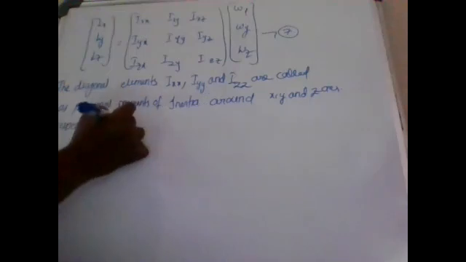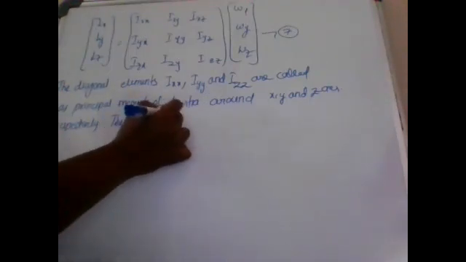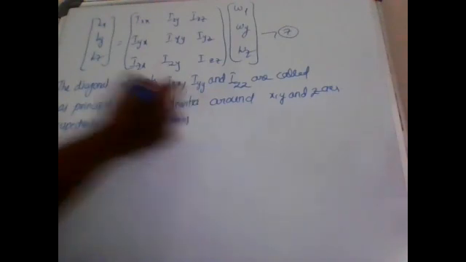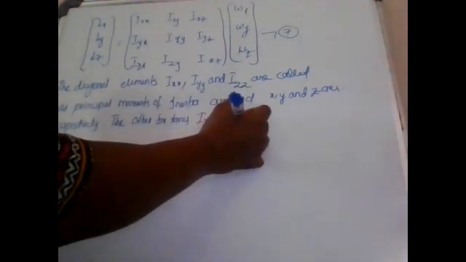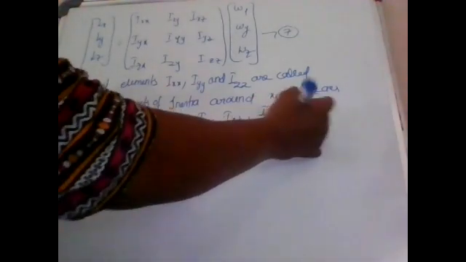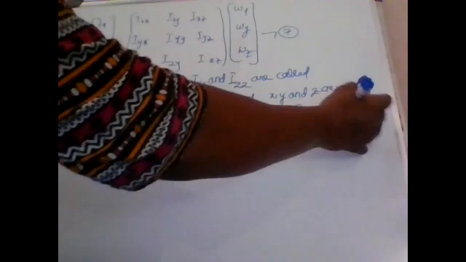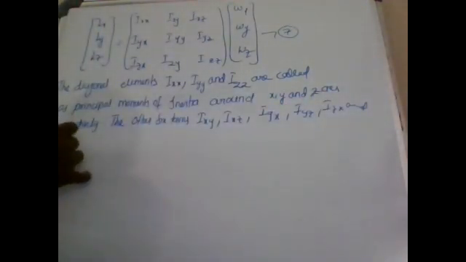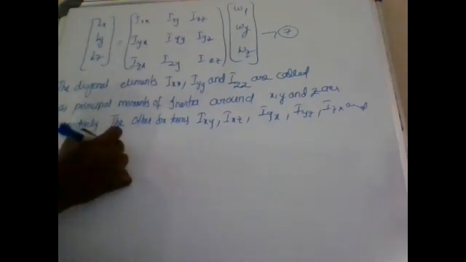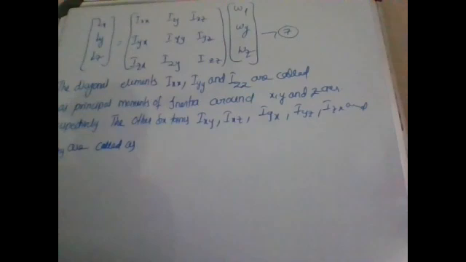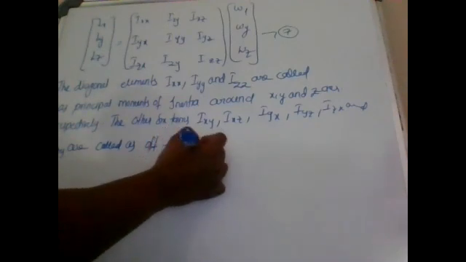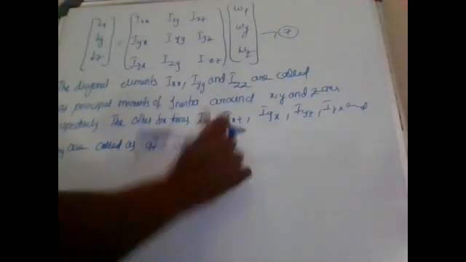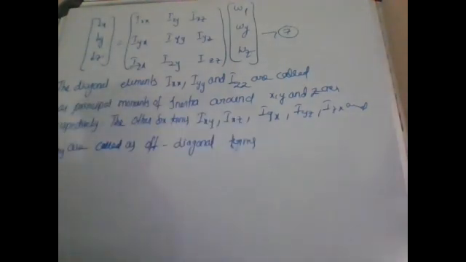The other six terms, I_xy, I_xz, I_yx, I_yz, I_zx, and I_zy, are called off-diagonal terms, or products of inertia.